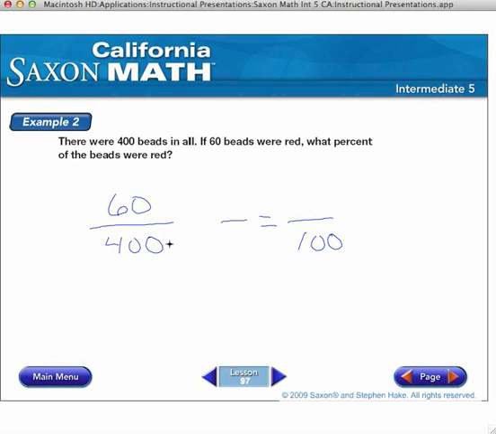However, because I am starting with a total of 400, I need to get down to 100, so I'm actually going to have to divide. 400 divided by what equals 100? That would be 4. So I'm going to divide 60 by 4 and get 15. 15/100ths is equivalent to 15%. So if your original denominator is larger than 100, you're going to have to divide or reduce it in order to get down to something equivalent to 100. Okay? All right, let's look at example number 3.